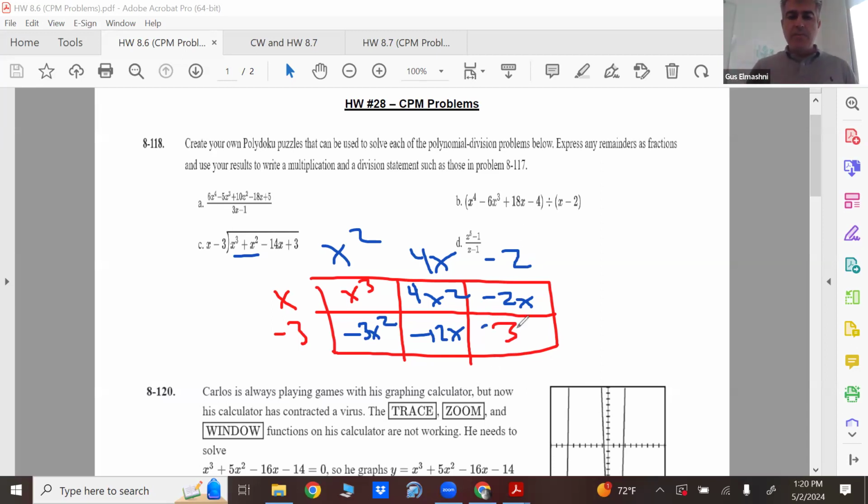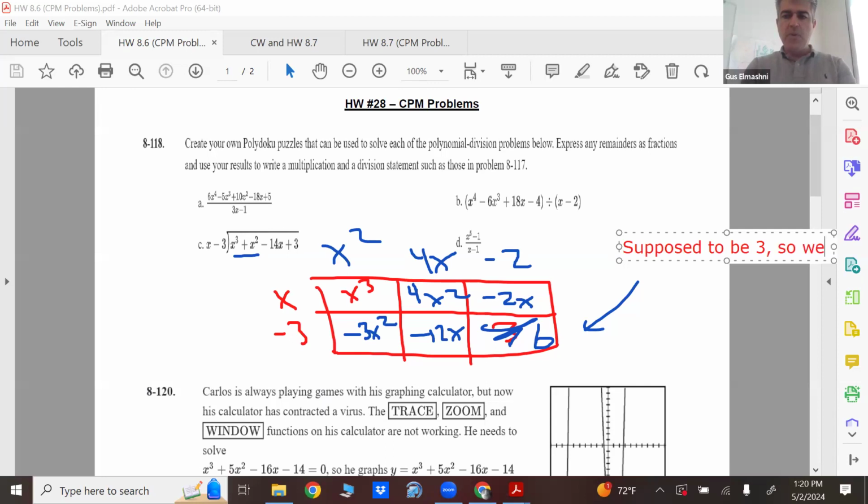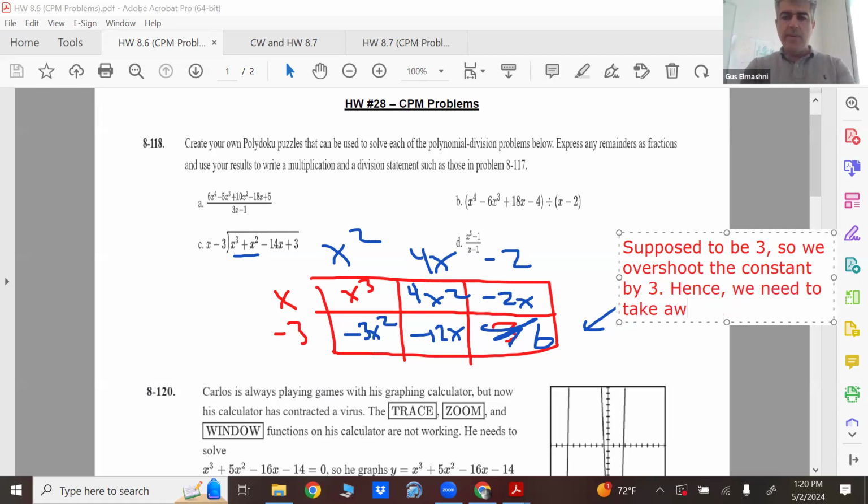So that's a 3. So what this means is that there's something left over. So that's a 6, but we really have... Okay, that's my messy handwriting. I apologize. It's supposed to be 3. So we overshoot the constant by 3. Hence, we need to take away 3.